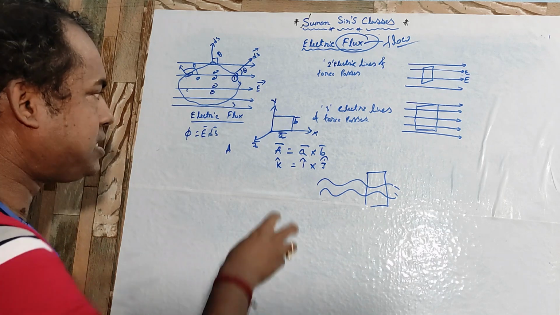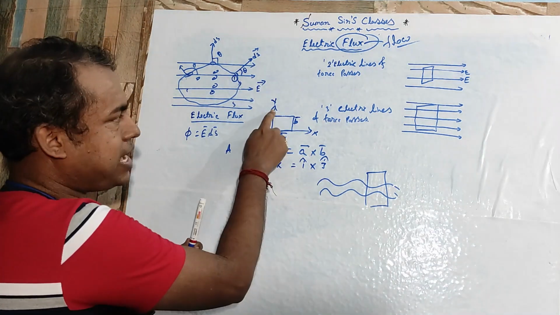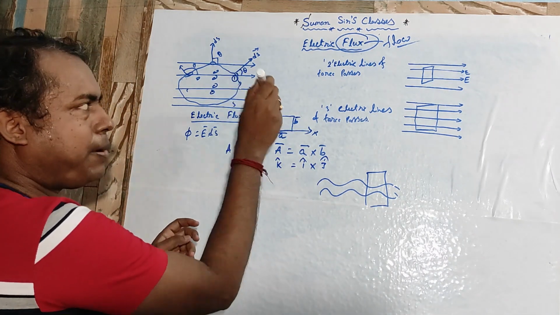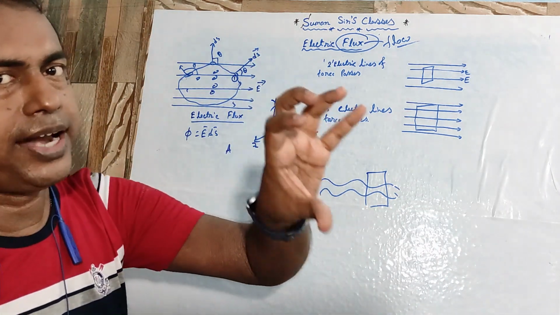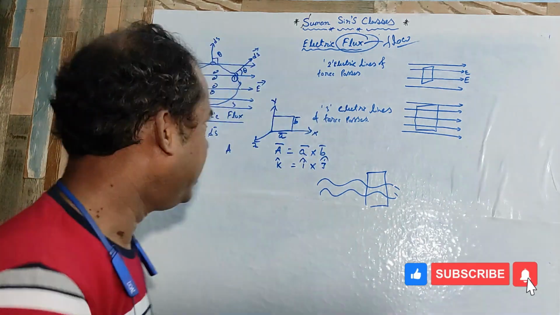So that means the area vector is always perpendicular to the surface. In this case A and B, this is a plane, the xy plane. So the area vector is directed perpendicular, in the outward direction. So area is a vector. It always acts in the perpendicular direction. Now it is clear.